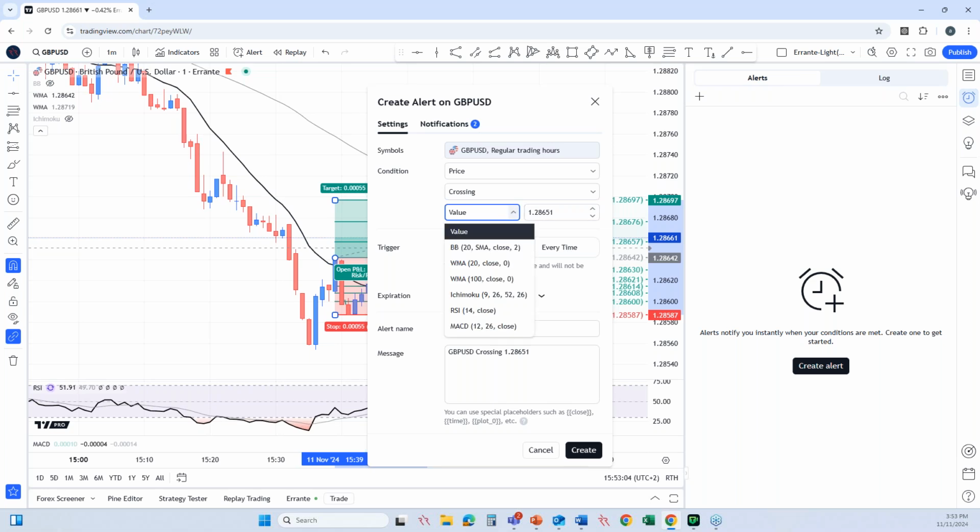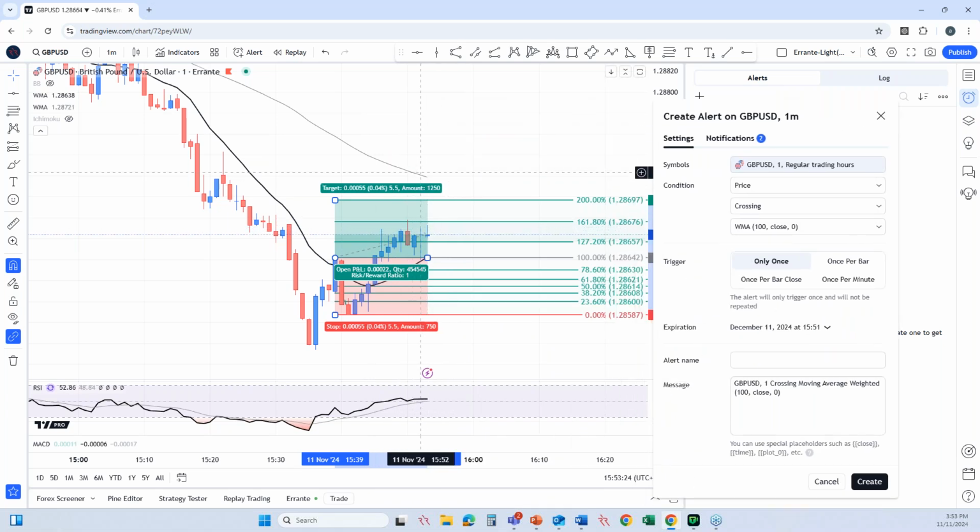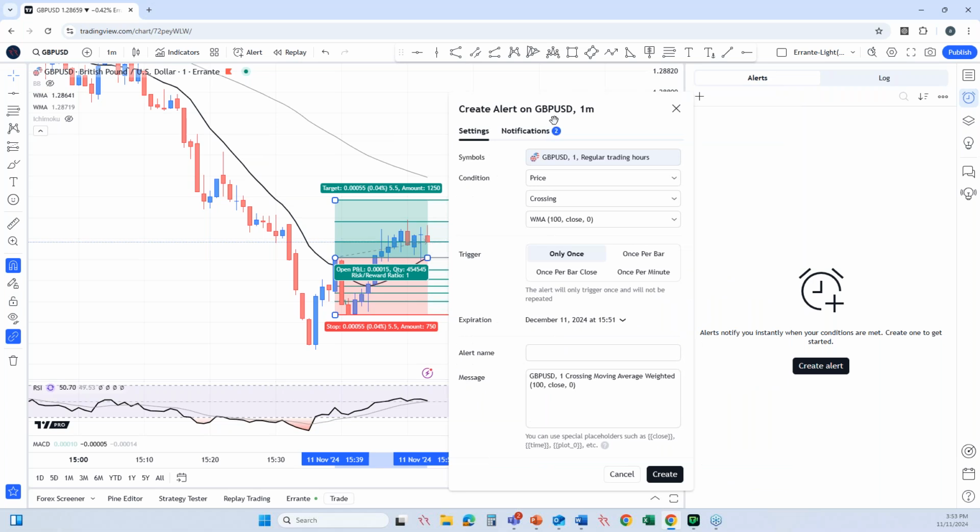Besides the value, you can choose between any of the other indicators you have active on your chart. For example, it can be Bollinger Bands, any of the moving averages, or even the Ichimoku system, or let's say WMA 100. So you can get notified when the price hits the 100 moving average here, and that's a very interesting part of setting alerts. It can be at dynamic levels, not just static price levels.